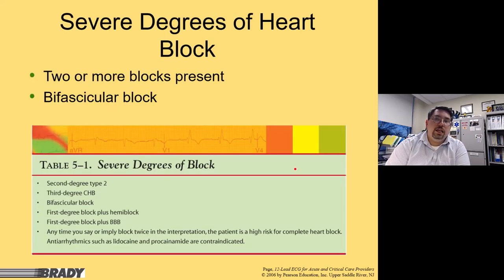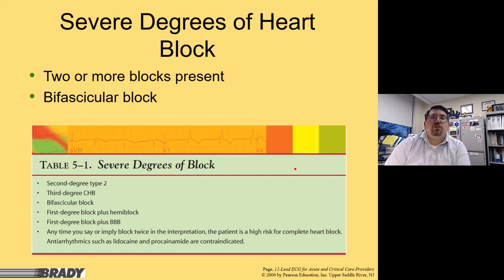Here's why. Anytime you're dealing with a patient who has two or more blocks present, we're going to define that as a bifascicular block. But the key behind this is anytime you have a patient who has a second degree type 2, a third degree heart block, a bifascicular block, a first degree plus a hemi block, or a first degree plus a bundle branch block, anytime you say or imply that there are two blocks in one heart, that patient is at a high risk for a complete heart block, and arrhythmias are going to be present.